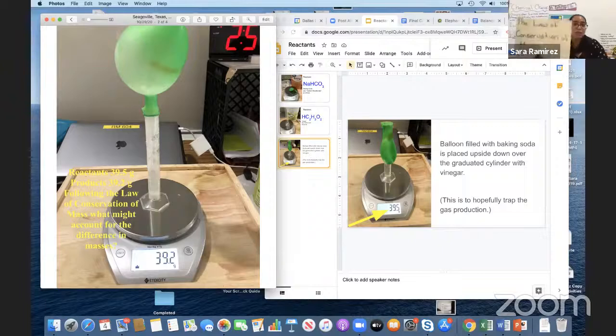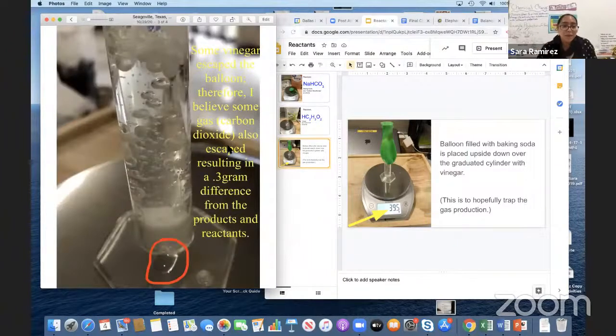Because according to the law of conservation of mass, matter can't be created or destroyed. So why do you think there's a difference in masses between the reactants and the products? What do you think might have happened within my experiment? So I'll give you just a second to think about what might account for that loss of mass.